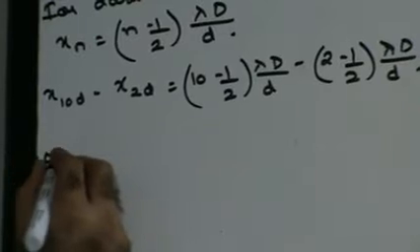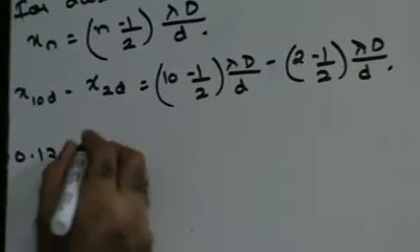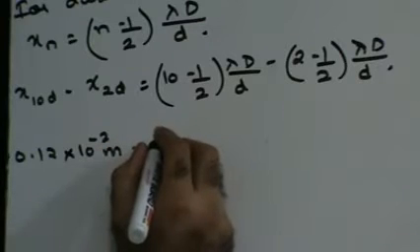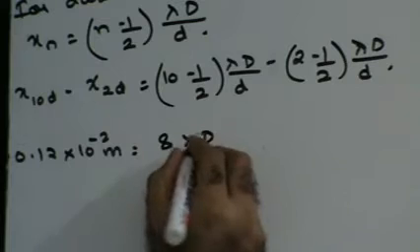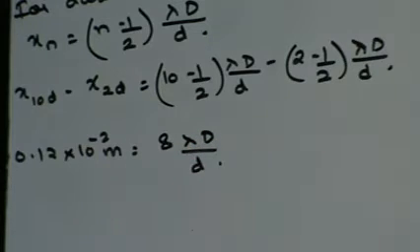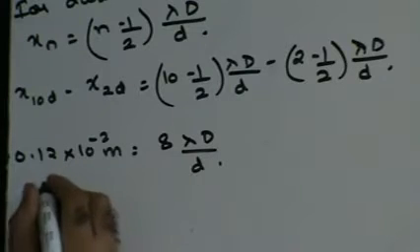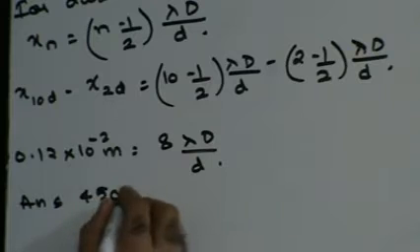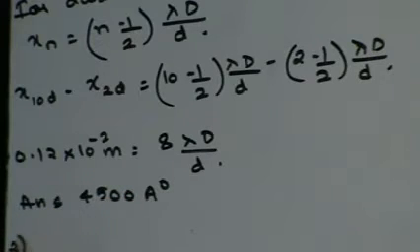This is given to you as 0.12 into 10 raised to minus 2 meters. This is 9.5 minus 1.5, that is 8 lambda D by d. You have the values of D and d. You can find the value of lambda. When you solve this, you should get the answer for lambda to be 4,500 Angstrom unit. Next, take down next sum please.